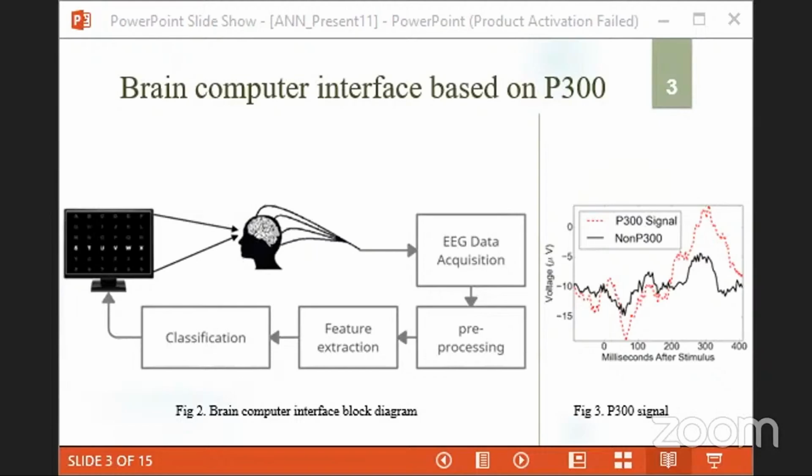One of the commonly used EEG patterns to design EEG-based BCI is P300. The P300 potential is characterized by a positive peak approximately 300 milliseconds post-stimulus, which is shown in figure 3. The main properties of P300 are waveform, amplitude, and latency. Figure 2 demonstrates a schematic of principal BCI components.